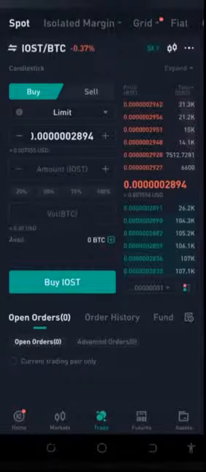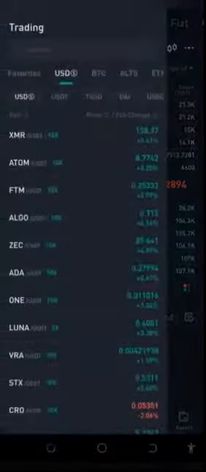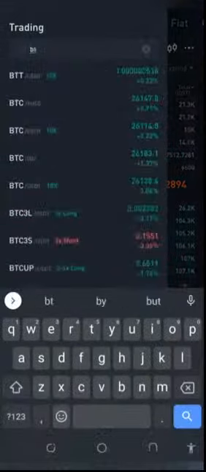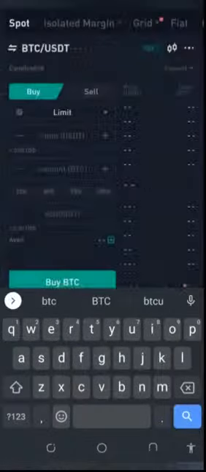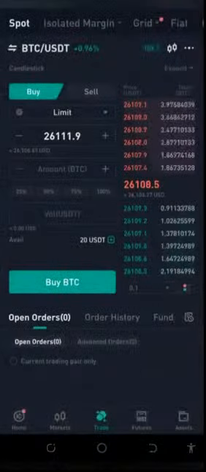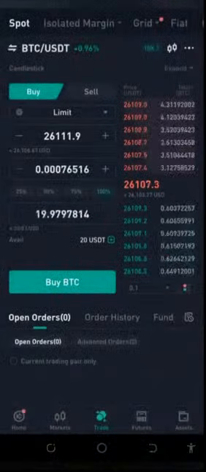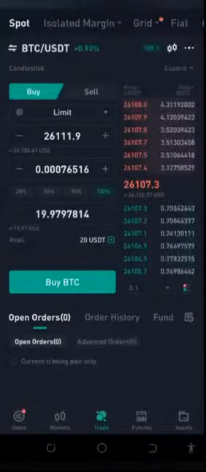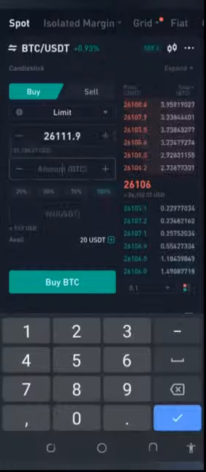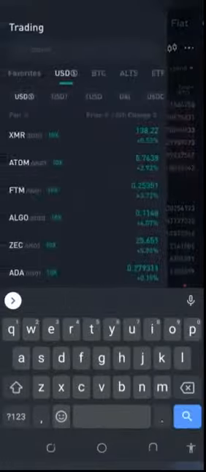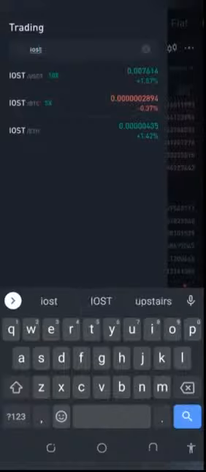Okay, so now we have our usual $20, right? So we're going to first of all go to BTC. Let's see how much we will get. Okay, so we're just going to pick up the 100%. We will get 0.000765516. Okay, let's just cut that and then quickly run back to our IOST BTC.